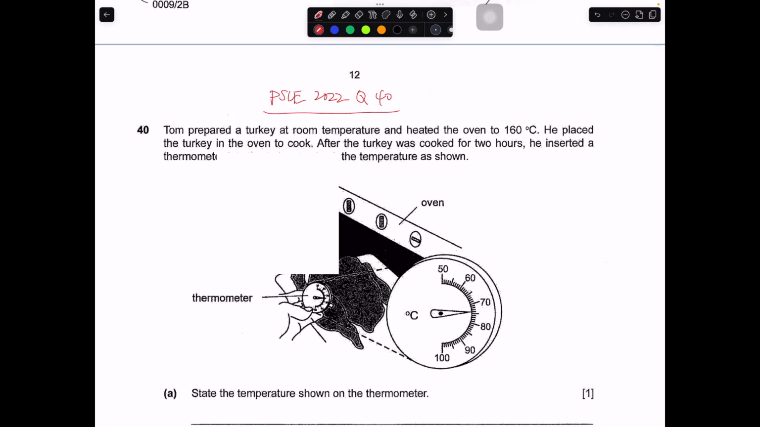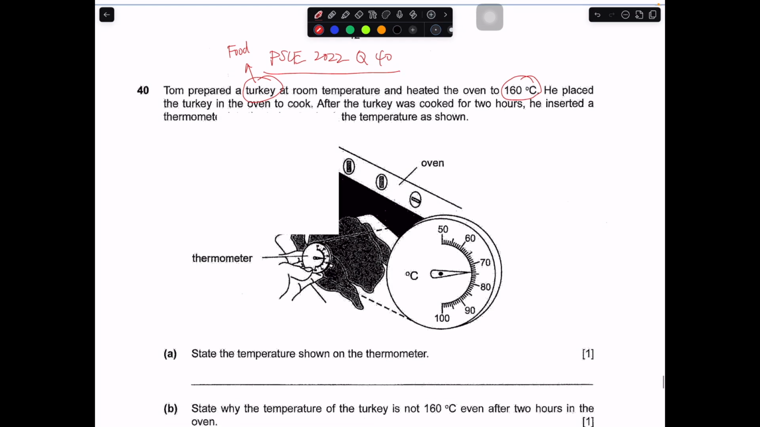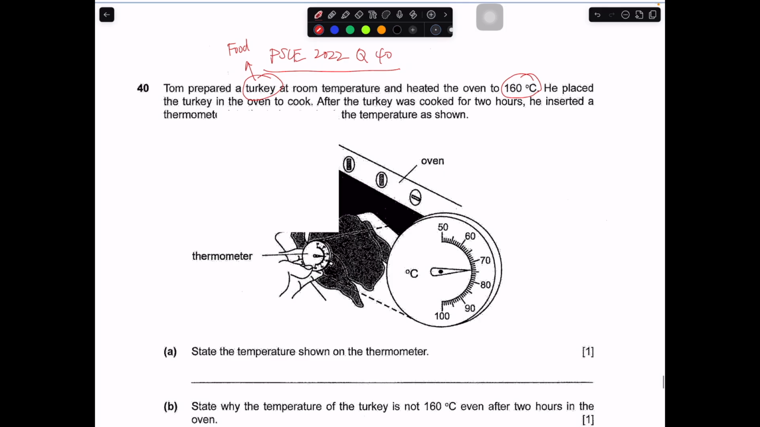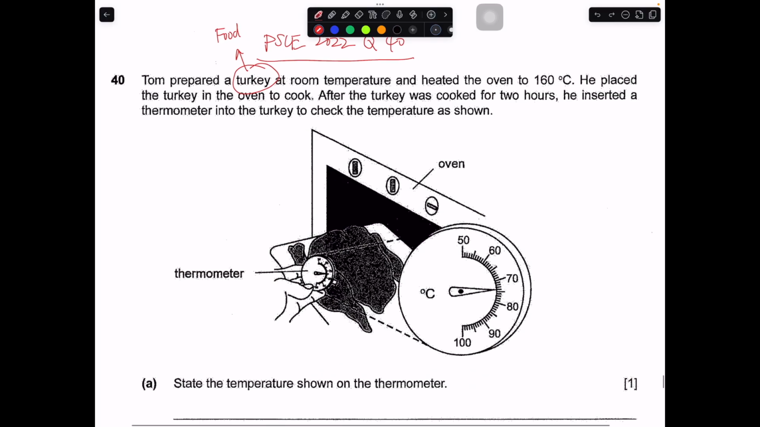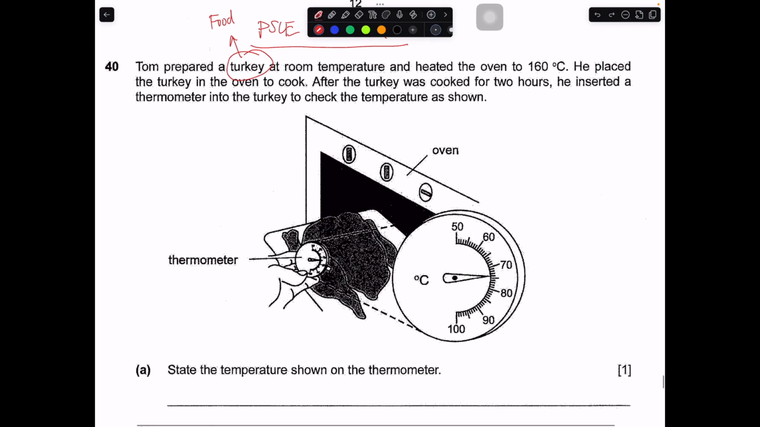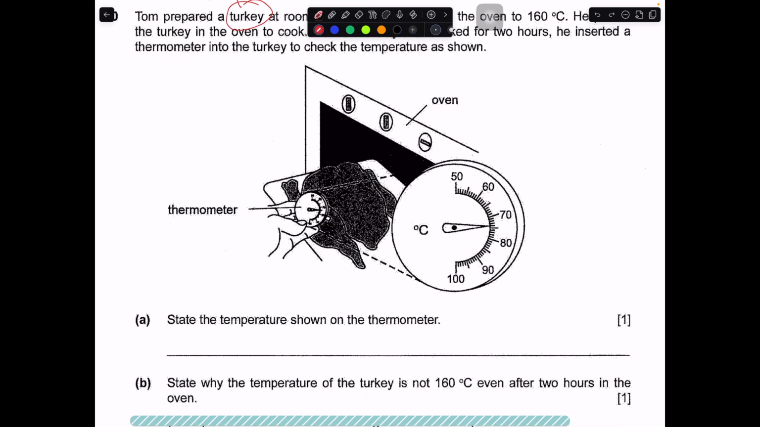So I'll be going through PSLE 2022 question number 40. In this case, Tom prepared a turkey. Okay, so we have a food item. It's at room temperature, and he heated the oven to 160 degrees Celsius. He placed the turkey in the oven to cook. After the turkey was cooked for 2 hours, he inserted a thermometer into the turkey to check the temperature. Okay, so state the temperature shown on the thermometer.